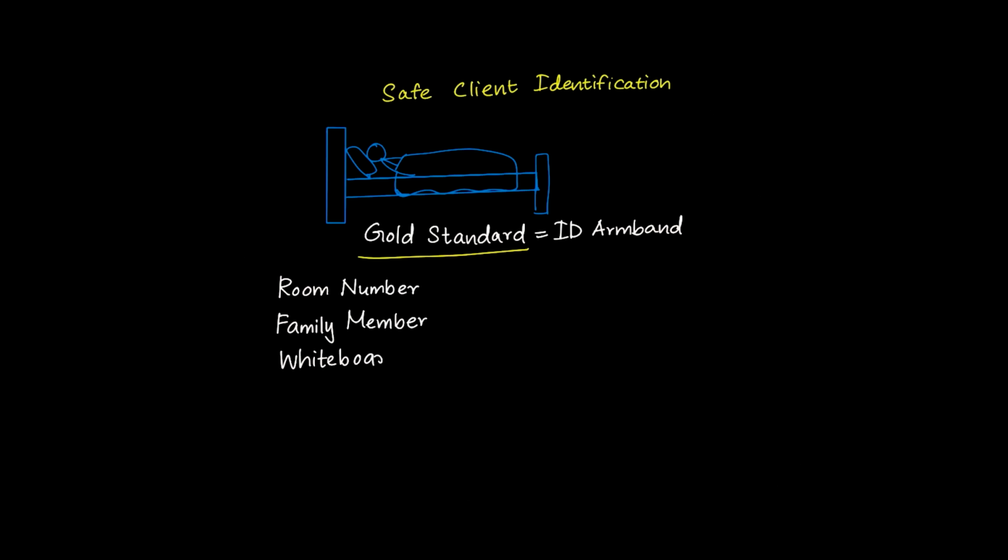Clients move around. A family member might be stressed or confused and give you bad information. A whiteboard could be outdated, especially right after a transfer. The armband plus asking the client to state their name and date of birth, that's your 2 identifier minimum.